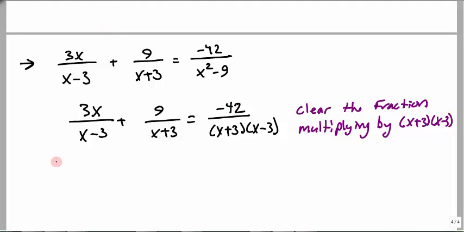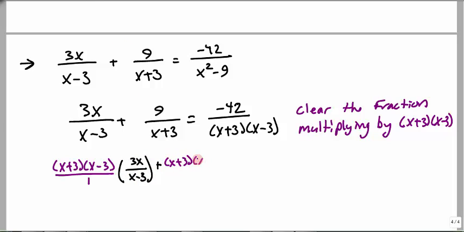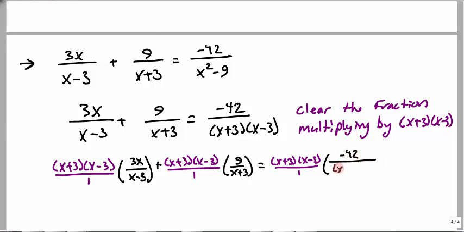Okay, so I'm going to multiply through by x plus 3, x minus 3, every single term, and I'll put that as a fraction over 1. And the reason I put it over 1 is so I make sure that when I cancel, I have the right numerator and the right denominator. 9 over x plus 3. And then on the right-hand side, I have x plus 3, x minus 3. And then I also have that negative 42, x plus 3, x minus 3.